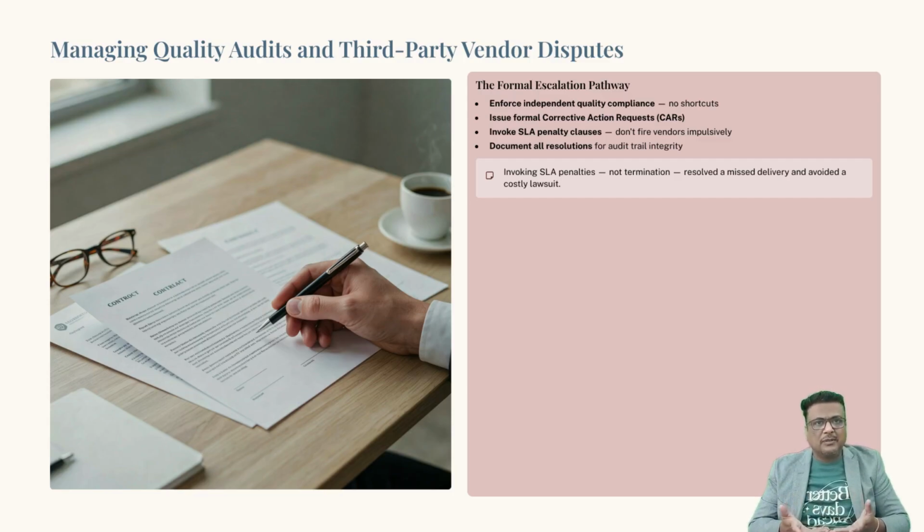I remember in our simulation exercise where an external software testing vendor missed their delivery window, threatening our critical path. One student wanted to fire the vendor immediately without reading the contract, which would have triggered a massive legal lawsuit. We guided them to use our formal escalation pathway and invoke the contract's service level agreement penalties instead. The vendor cooperated instantly. Don't worry, we'll take it slow and look at how you document these resolutions.